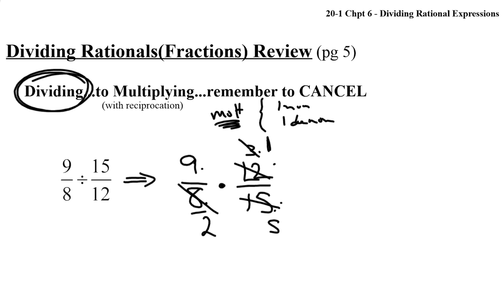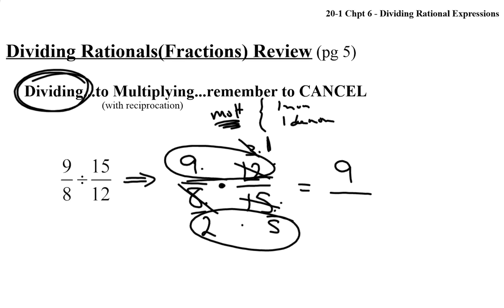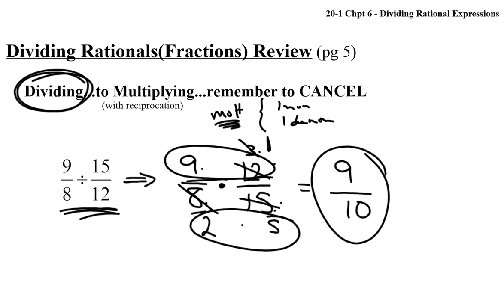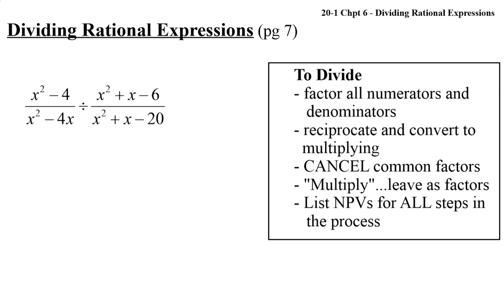Is there any other canceling? At this point, all we have left in the numerator is a 9. All we have left in the denominator is 2 times 5, which is 10. So there's our final quotient. 9/8 divided by 15/12 is 9/10. That's division. Multiply and reciprocate your second rational, and then all you have is multiplication.